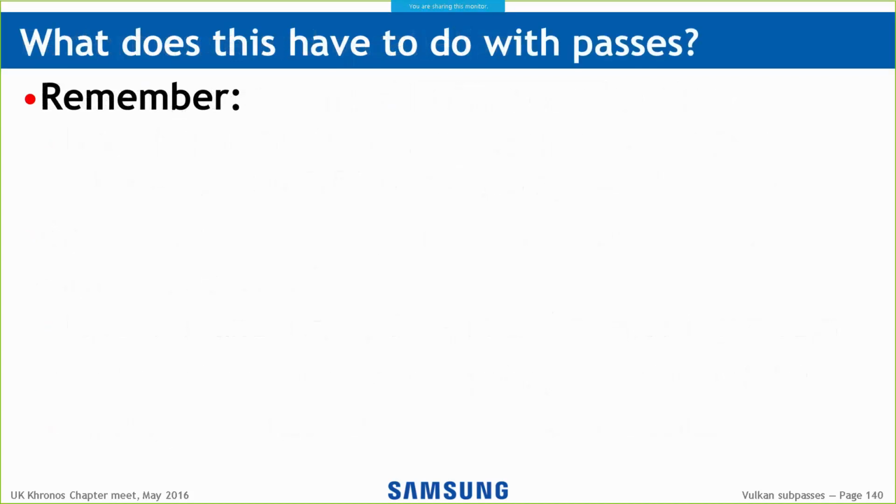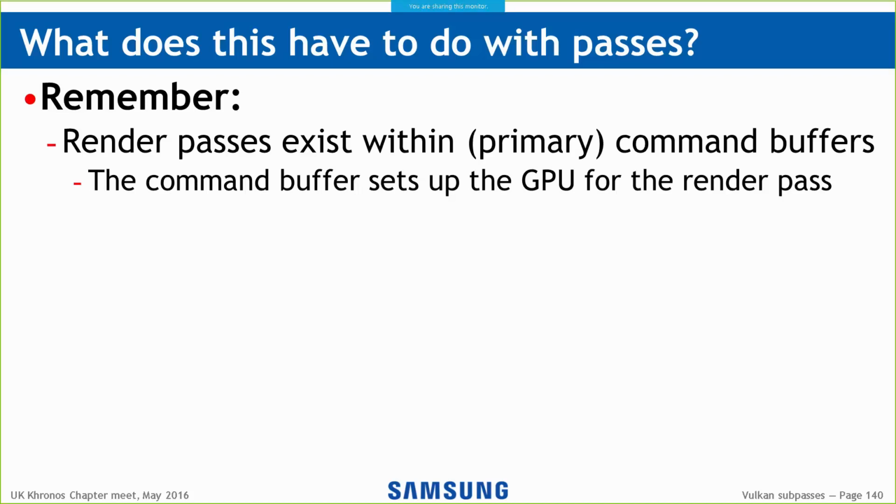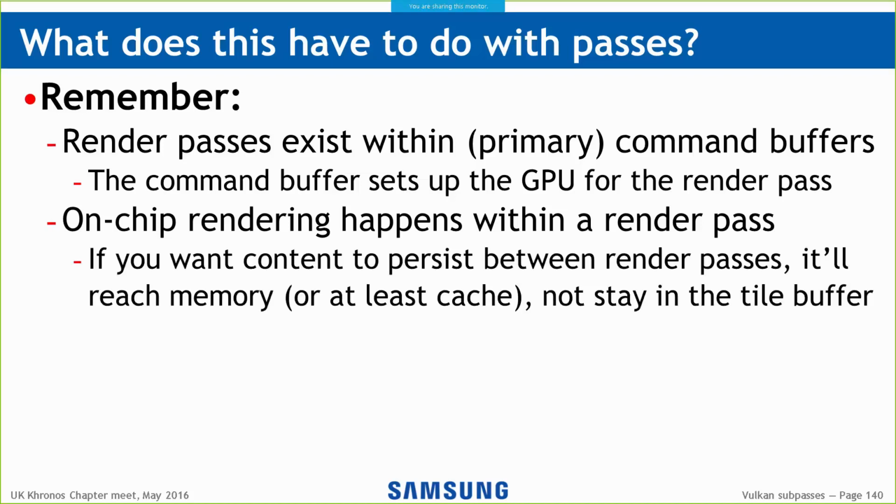This is supposed to be a talk about passes, but I'm not talking about local command buffers. The render passes are within a primary command buffer, and the command buffer has to do all the configuration for the GPU with the actual frame buffer. So it needs to set up actual memory pointers and that kind of thing. Rendering happens in the render pass, so if we want that rendering with on-chip accesses to use secondary command buffers, then you need to stay inside the same render pass, which is defined in the primary.